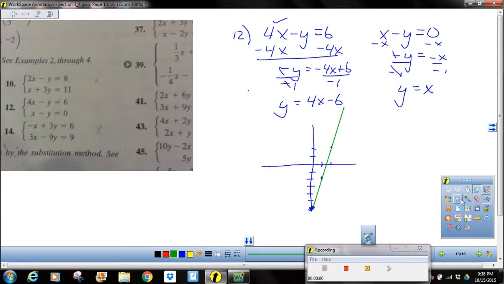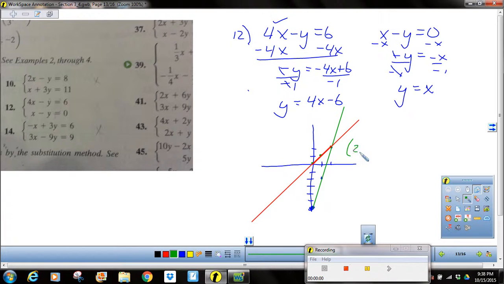Okay, second equation is y equals x, so the y-intercept is 0. The slope is 1, so every time I go over 1, I'm going to go up 1. And I've hit one of the points already, so that's good. I'll draw a line. There we go. Looks like it's at 2, 2.